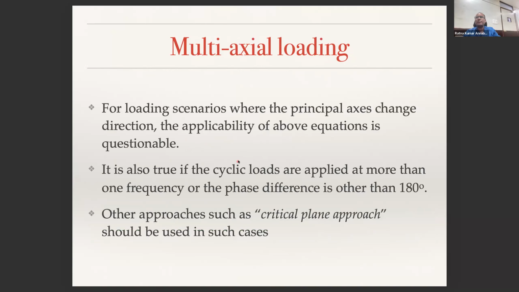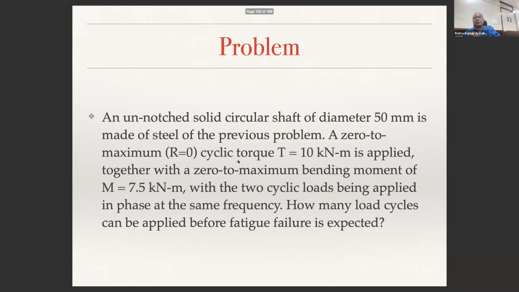And this is the simplest implementation, but we are not going to look at a very complicated implementation. So let us look at this problem. You have an unnotched solid circular shaft whose diameter is 50 mm. I am talking about unnotched because when a notch comes, things become a little bit more complicated. We will look at the scenario of what happens when you have a notch, very similar to the static case.